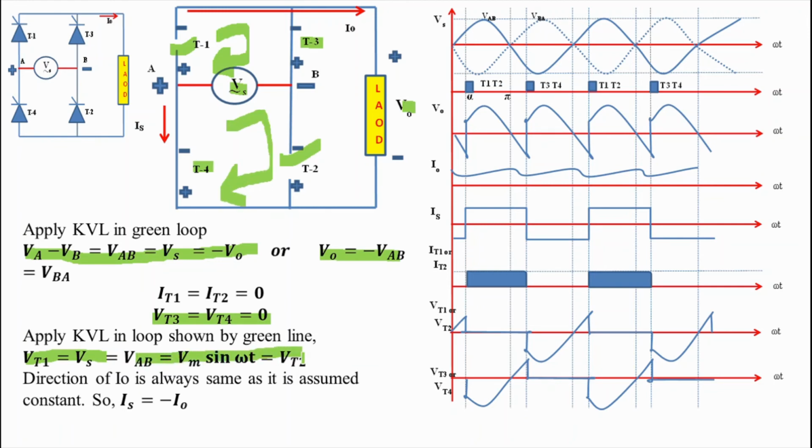See, V0 is equal to VBA. So VBA will appear across load. I0 is constant. Is is equal to minus I0 from pi to 2 pi plus alpha. Now IT1 and IT2, as both are in off state, that's why IT1 is equal to IT2 and that is equal to 0. Now see VT1, VT2. Here the waveform of Vs will appear across VT1 and VT2. Now see the VT3 and VT4, both are in on state, that's why drop across them is equal to 0.